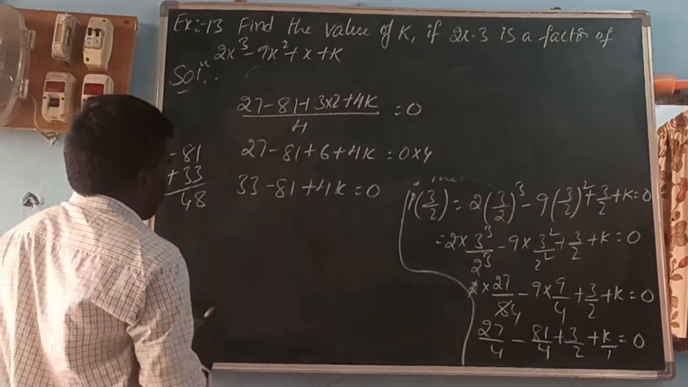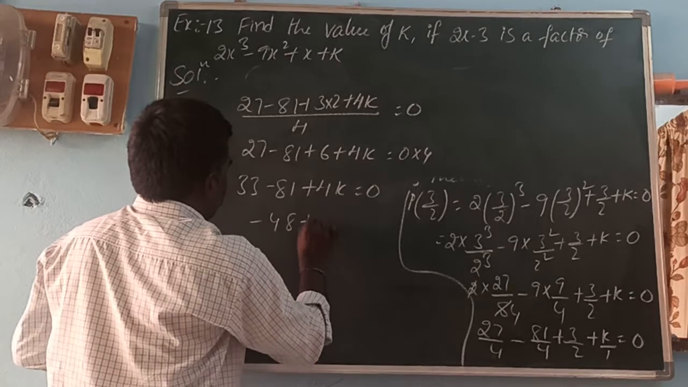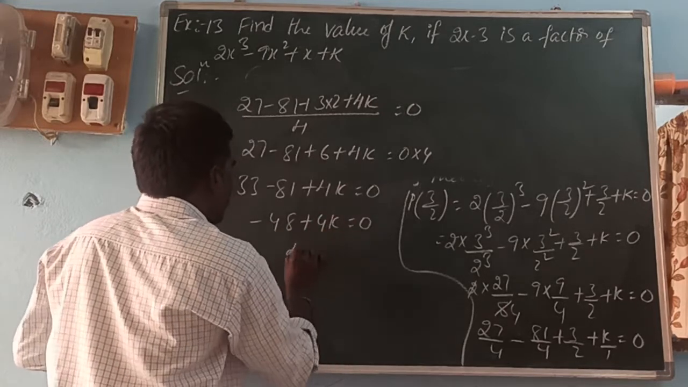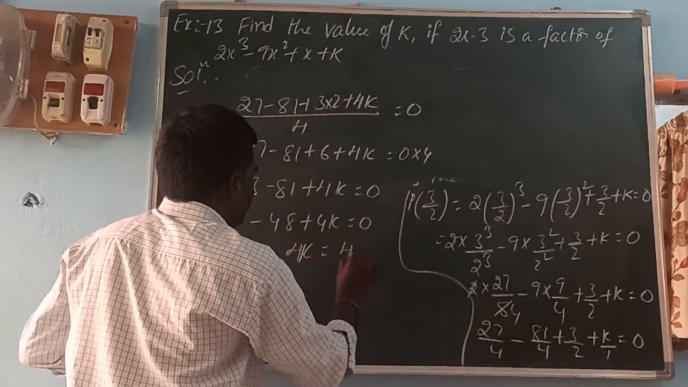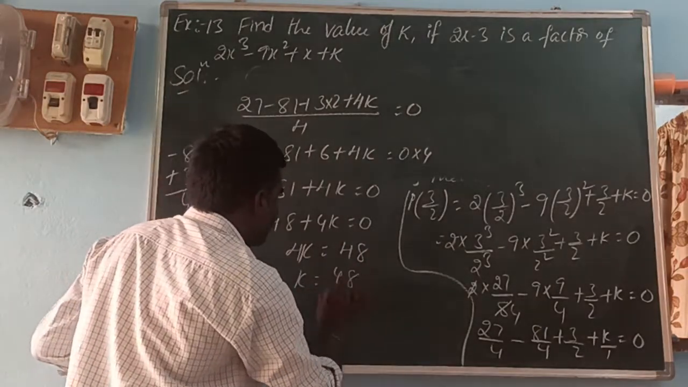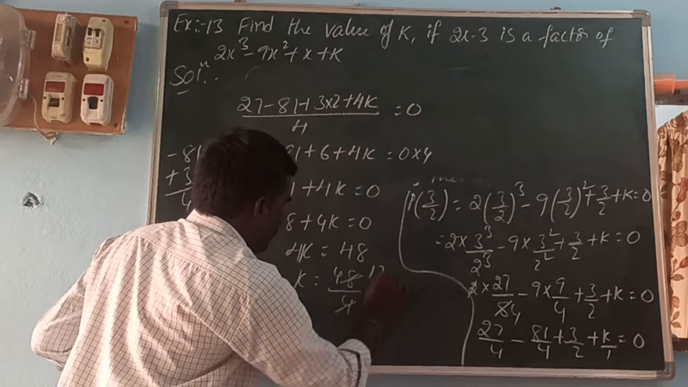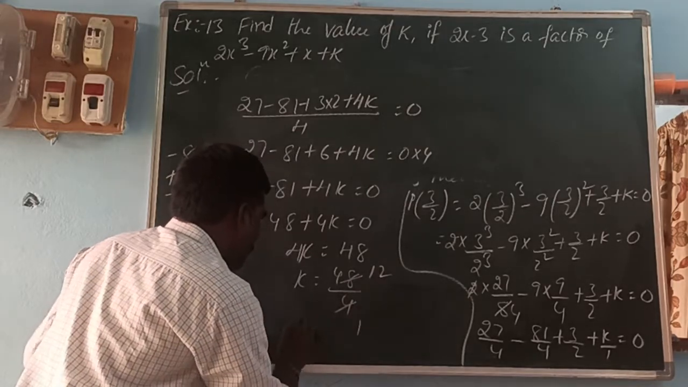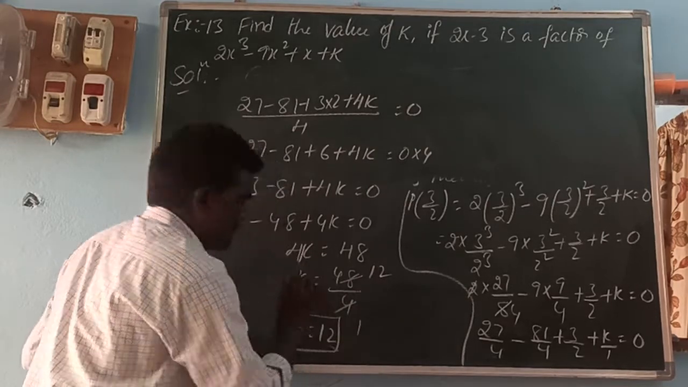So minus 48 plus 4k is equal to 0. 4k is equal to 48, minus 48 is going to be plus. So k is equal to 48 by 4. 4 12s are 48. K is equal to 12. So the value of k is equal to 12.